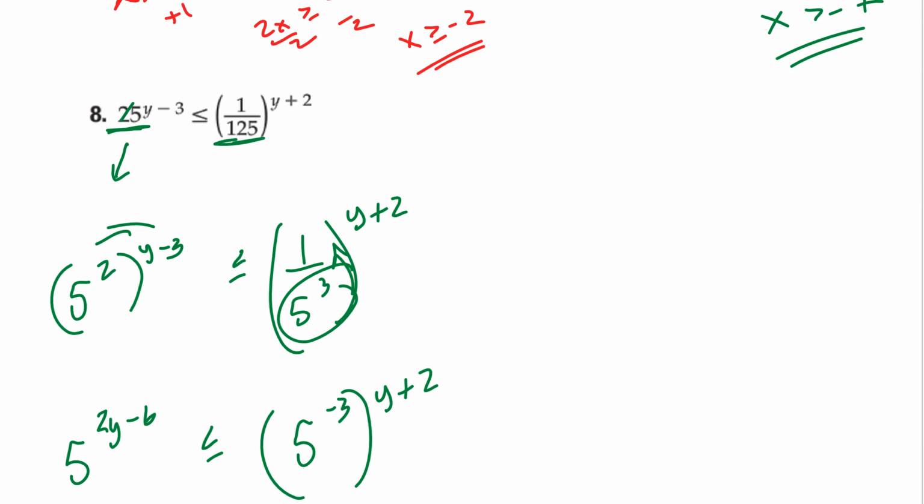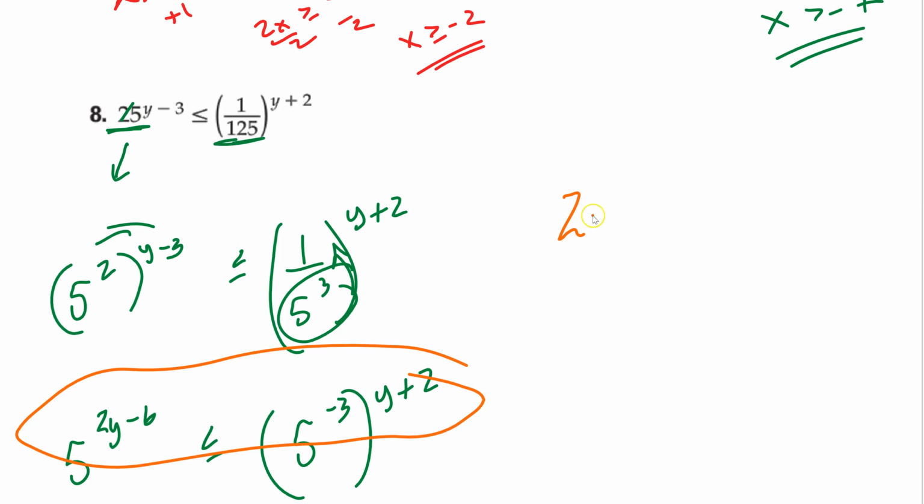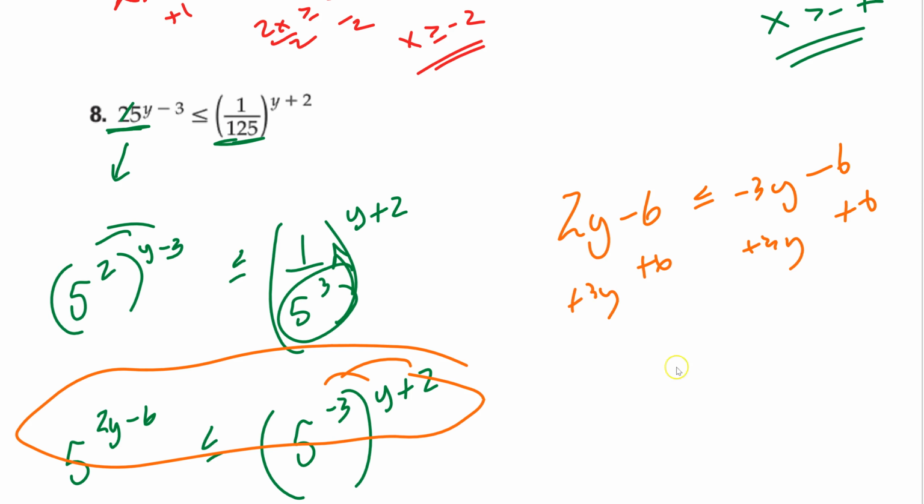Once you get the bases to match, you can solve the powers. So 2y minus 6 is less than or equal to, distribute the negative 3, negative 3y minus 6. Let's do some math. Plus 6, plus 6, plus 3y, plus 3y. I get 5y is less than or equal to 0. People freak out. Don't freak out. It's a number. Divide by 5. y is less than or equal to 0. That's all good.